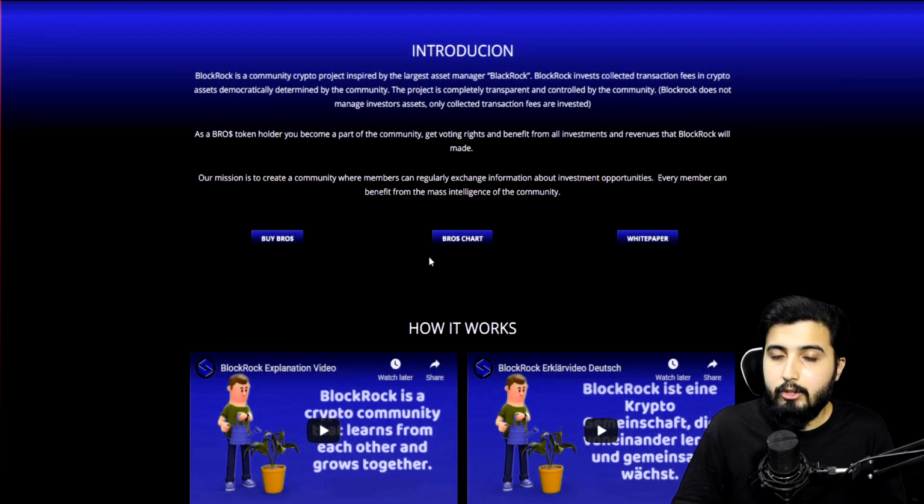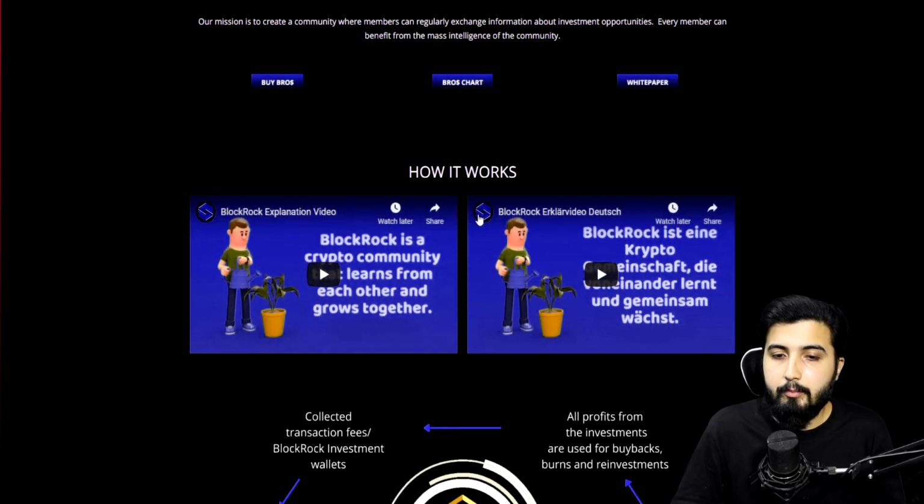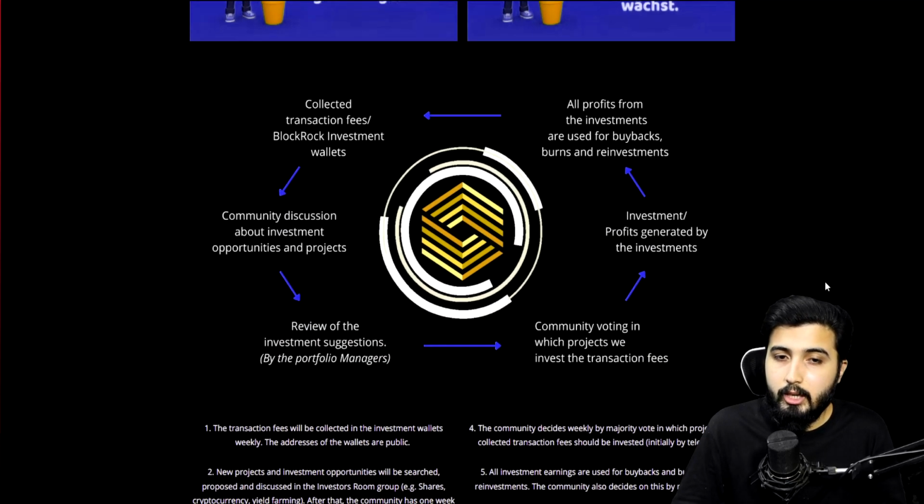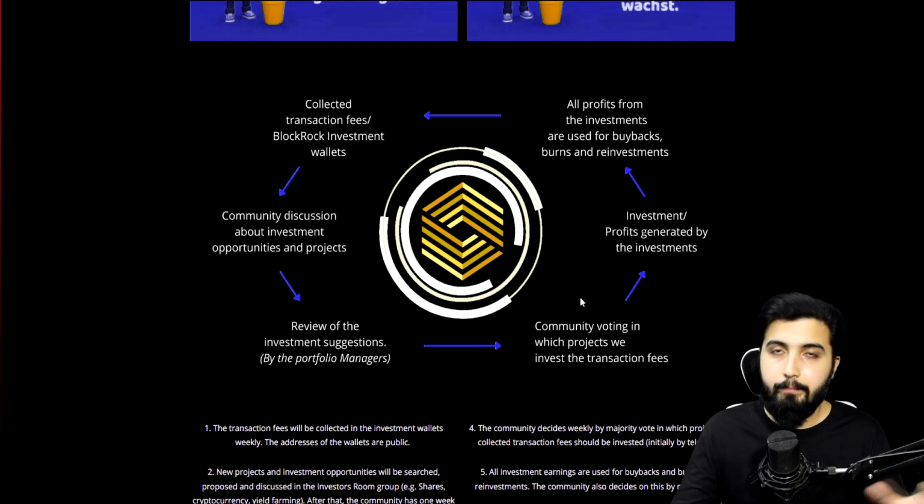Now I'll show you guys how you can buy it and the chart, and this is the white paper, and you also have videos on how it works. It's pretty straightforward, so it's not really something that you may have a hard time understanding. So now if you take a look at this chart here, this is going to make things a lot simpler.